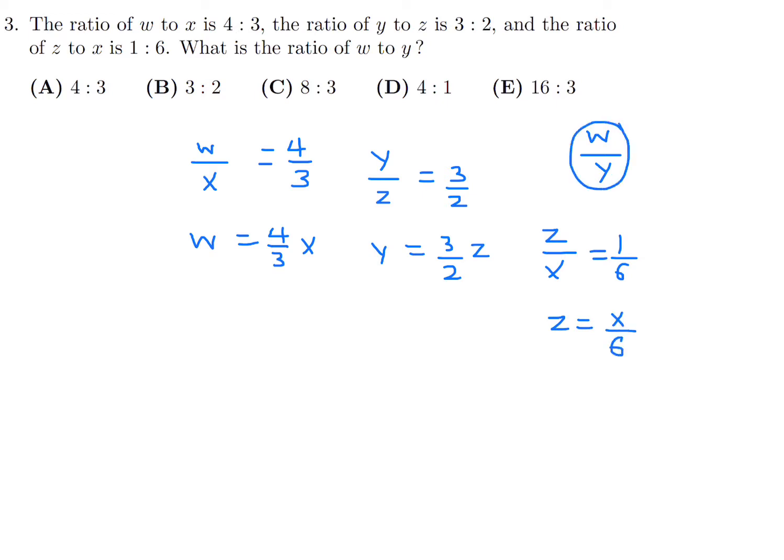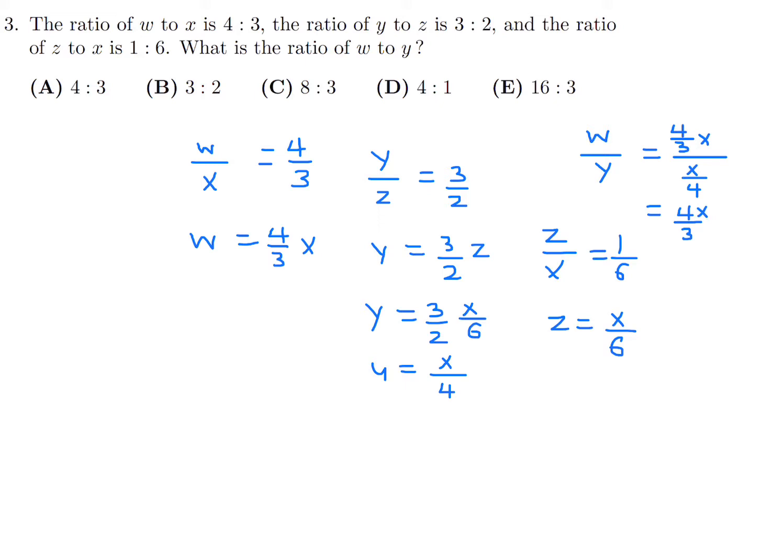Now W and Y, it'd be nice if I could have them both in the same letter. W I have in terms of X. So let's get Y in terms of X. I think I can do that. Y is 3 over 2 Z, but Z is X over 6. So there we go. That would be X over 4. So Y is X over 4. And there we go. That will give me basically what I need because the X's will cancel. So invert and multiply, and we get 4X over 3 and 4 over X. And the X's do cancel, and I get 16 over 3. So 16 over 3, and therefore number 3, the answer is E.